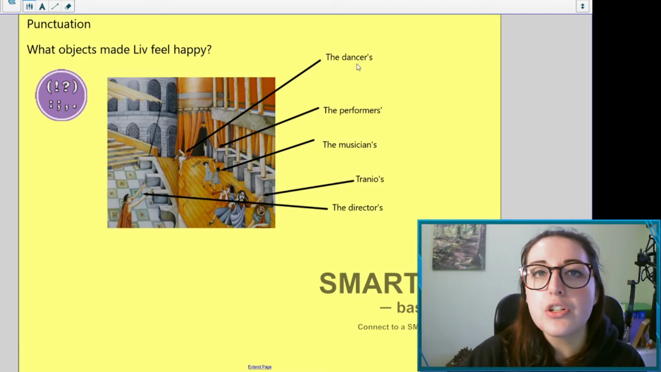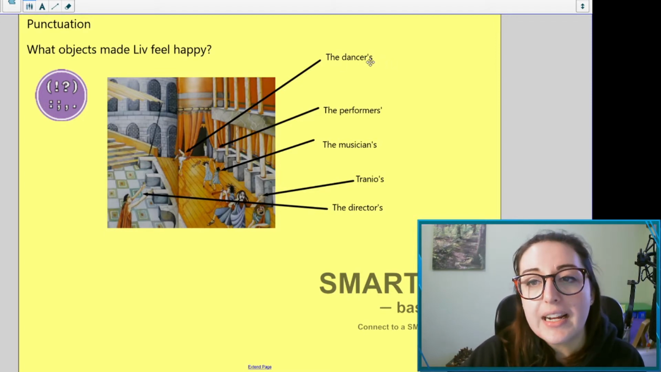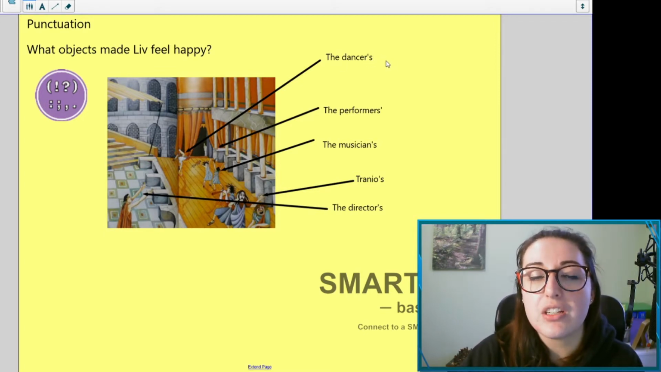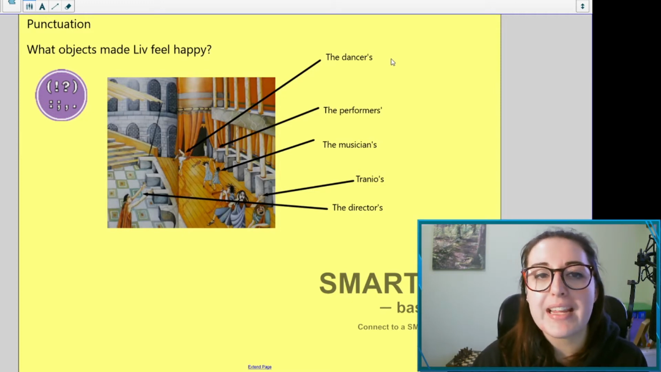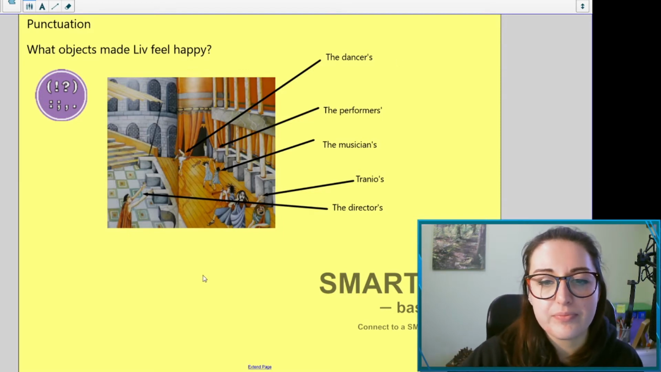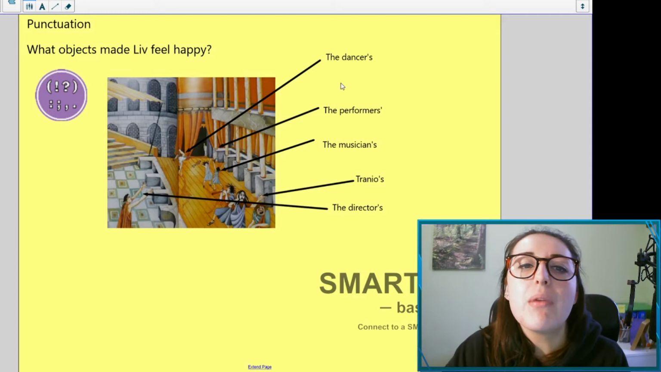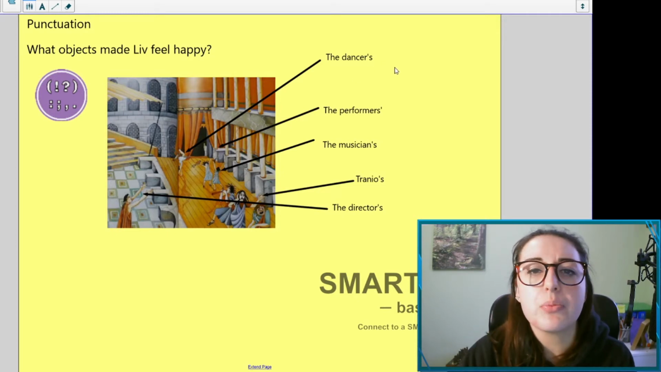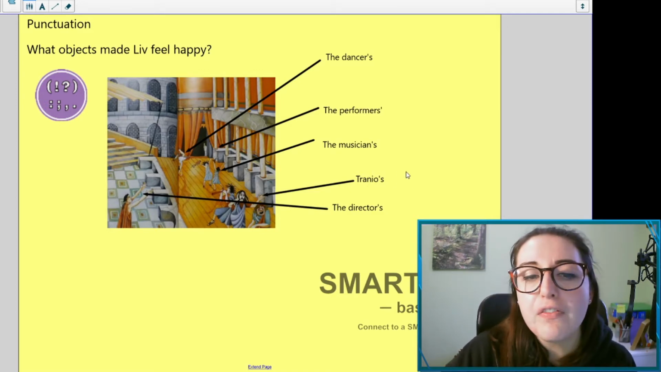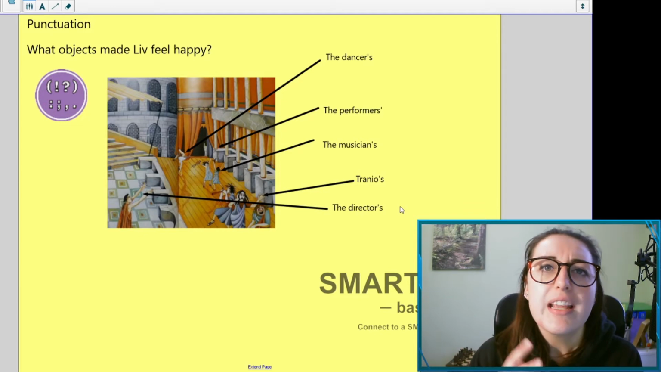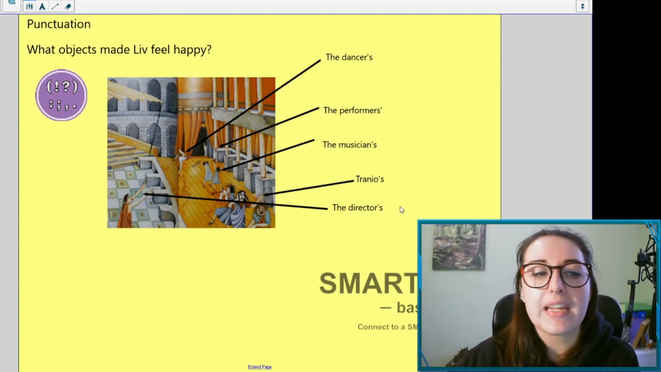So in your second box, could you jot down the phrases that I'm looking for? So the dancer's legs, but correctly using the apostrophe for possession. So this should be also a noun, so a thing that belongs to the person that is making Liv happy. So give that a go for me, please. Okay, so we might have lots of different ideas here. I haven't jotted any of them down because we could have plenty, but performer's mask, musician's music, Tranio's laugh, the director's instructions. It could be lots of different things that could be making Liv feel happy.